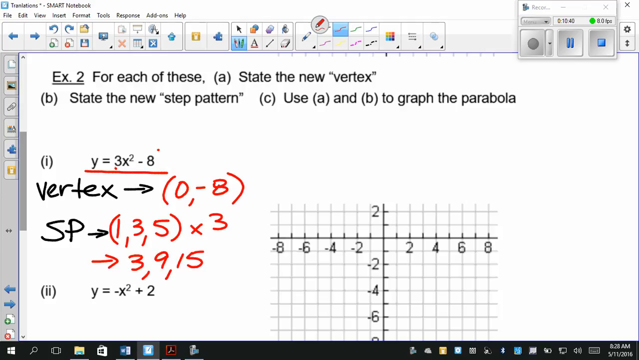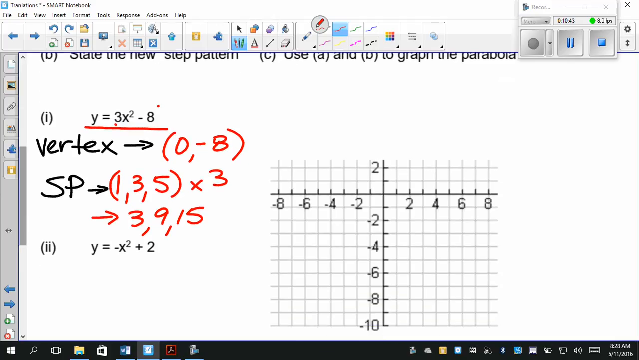So let's go ahead and plot this. The vertex is at 0, negative 8. So there's my vertex. And then from there, I count the step pattern. So over 1, up 3, 1, 2, 3. And then from that point, over 1 and up 9, 1, 2, 3, 4, 5, 6, 7, and we'll just estimate where this is. 8, 9. So that's about there. And then on the other side of the vertex, I'll do the other 2 points here.